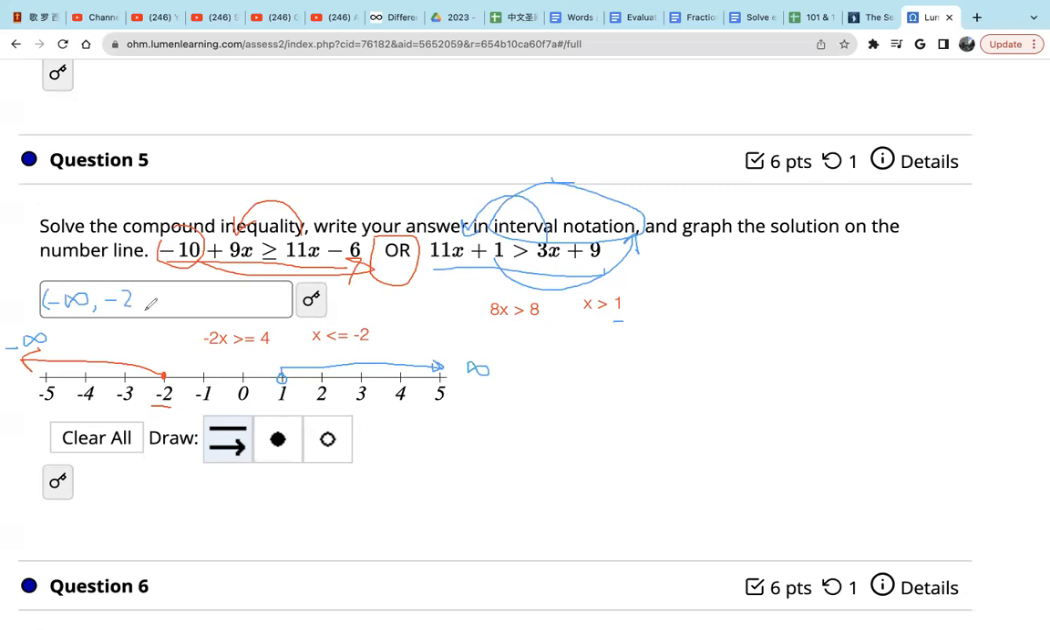Because the -2 is in the solution set, I give a bracket. Because this is "or," I union the two solution sets. My second solution set starts from 1, not including 1, so I use an open parenthesis. It goes to the right. Where does it go to? It goes to positive infinity.